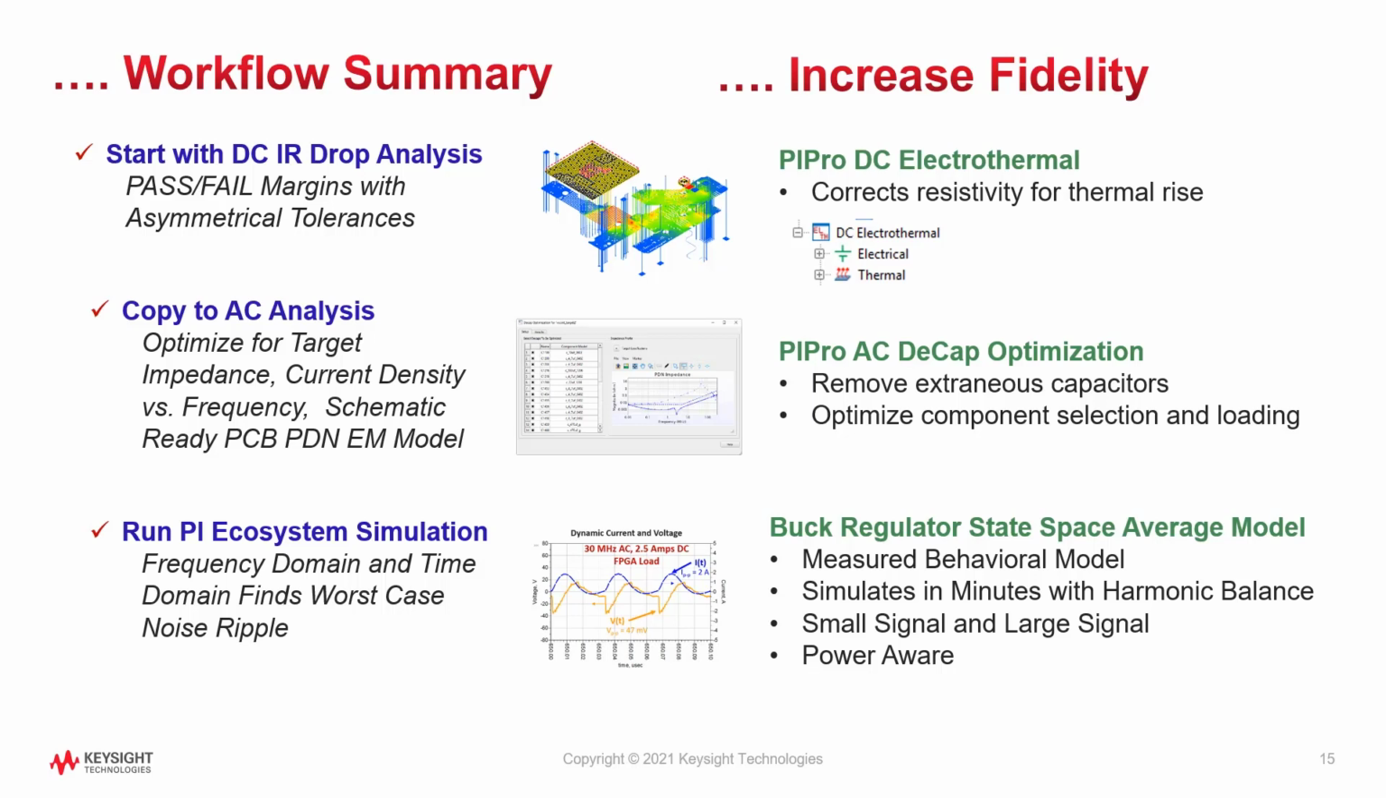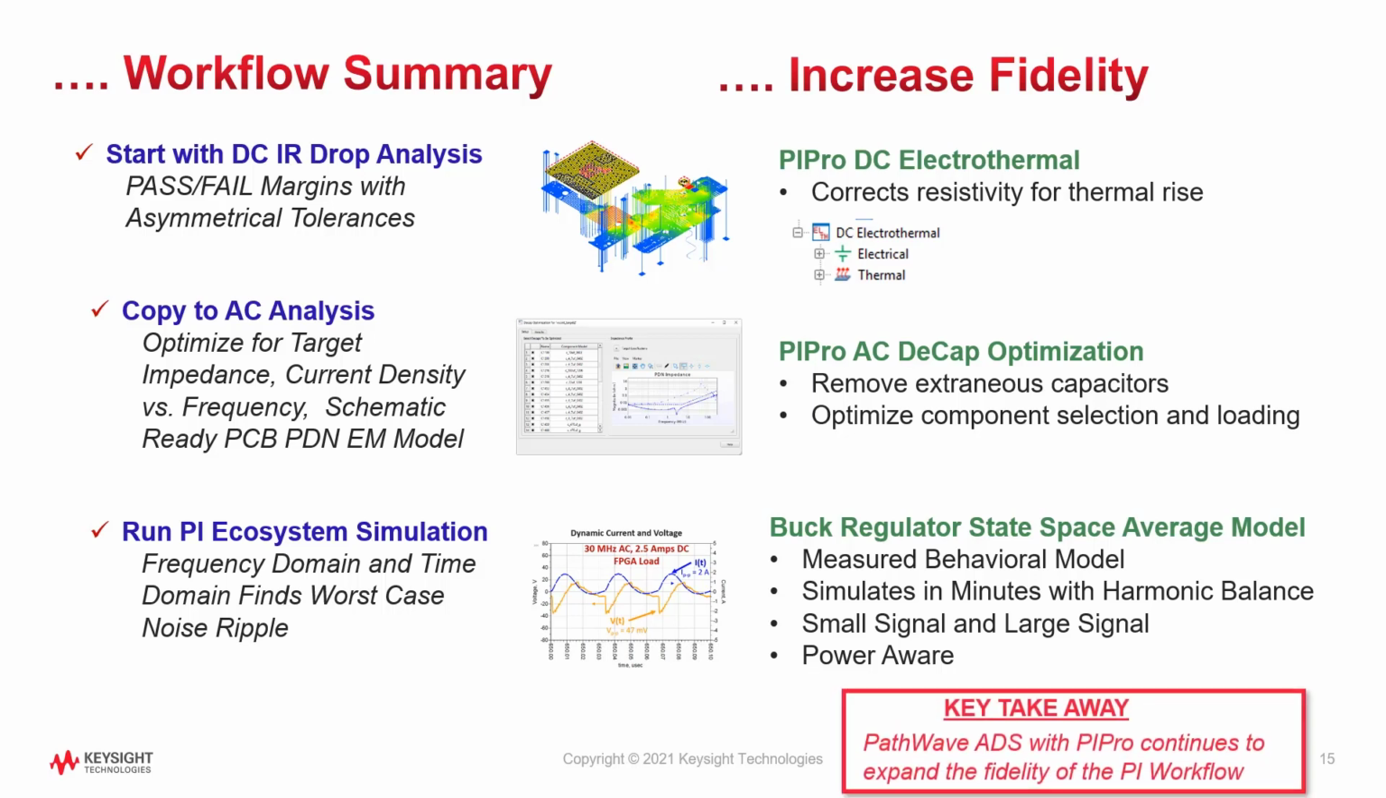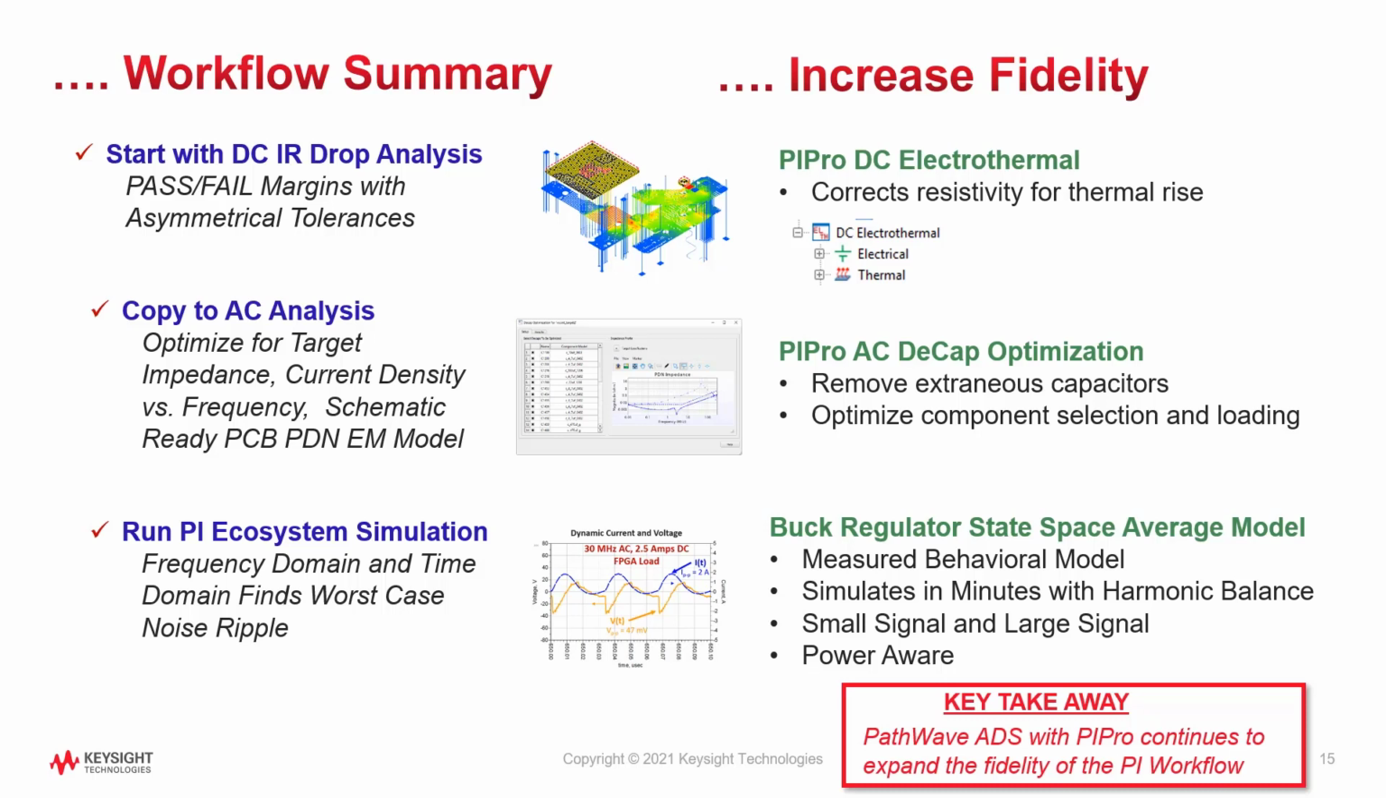In the final PI ecosystem simulation, the simple VRM-RL model can be replaced with a switching regulator state space average behavioral model. This higher fidelity VRM model allows for both small signal and large signal ripple to be evaluated and can run in harmonic balance in seconds to minutes instead of the hours that is often required by a typical SPICE transient simulation. Here you can see that a tool like PathWave ADS with PI Pro makes it easy to go from simple simulations for insight and intuition to the more complex simulations for pass-fail predictability and accuracy.